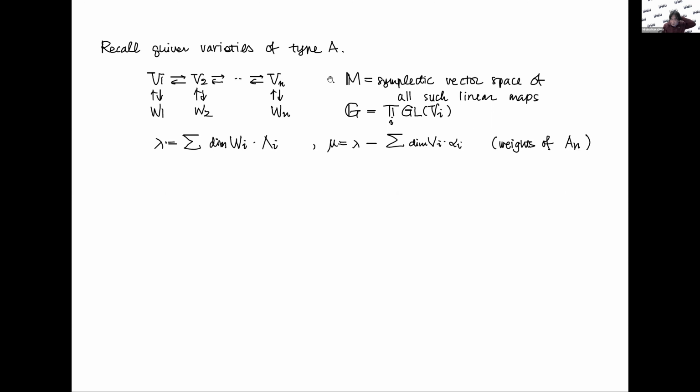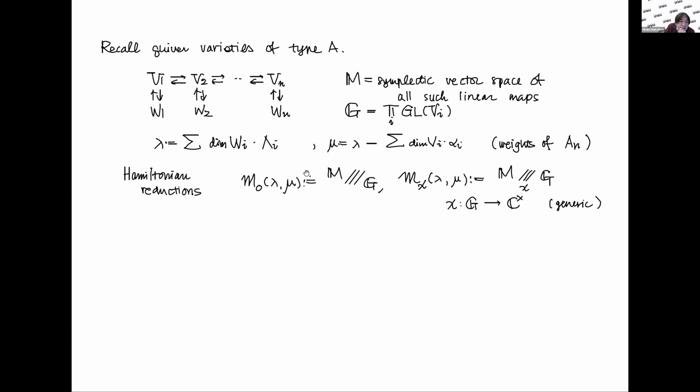Then I assign two weights of the type A_n Lie algebra. Lambda is the sum of dimension Wi times the fundamental weight i, and mu is lambda minus the sum of dimension Vi times alpha i. This is the usual weight assigned to quiver varieties, and its relation to representation theory. Quiver varieties are defined as a Hamiltonian reduction of M by G, and I will consider two versions. The first one is M0, which is the categorical quotient: you just take the zero set of the momentum map and take the categorical quotient by G.